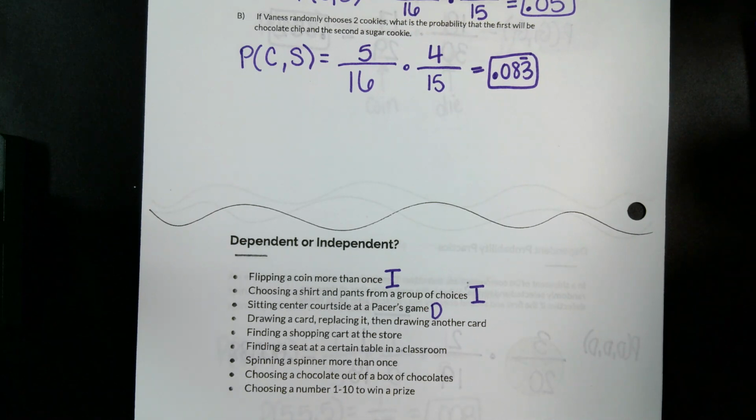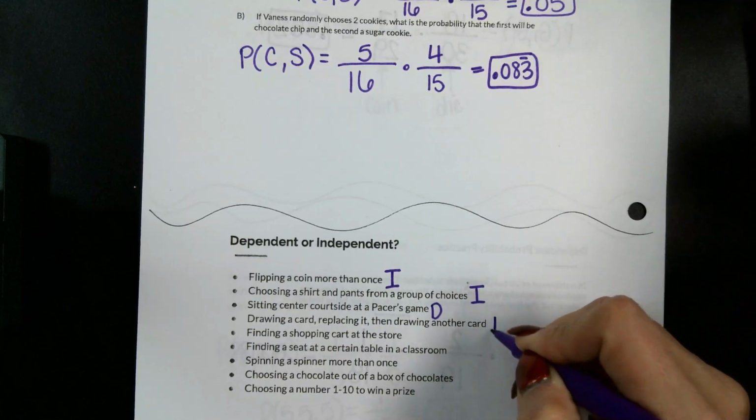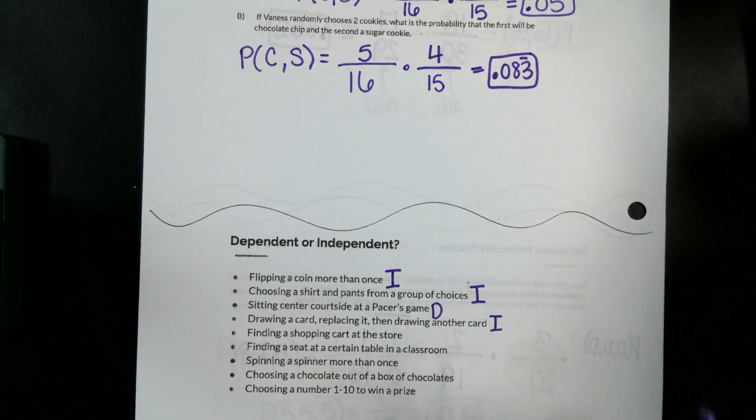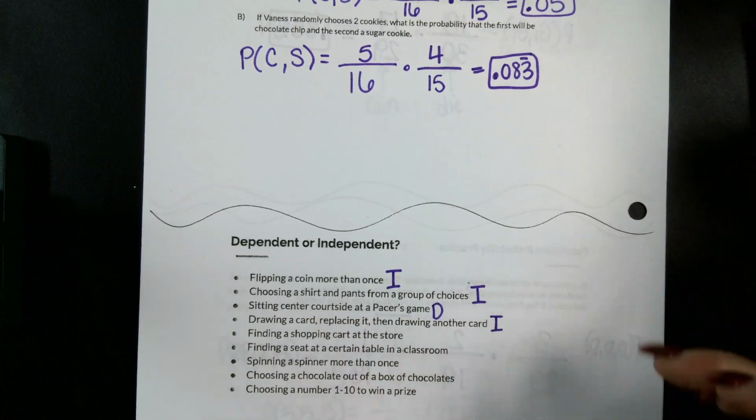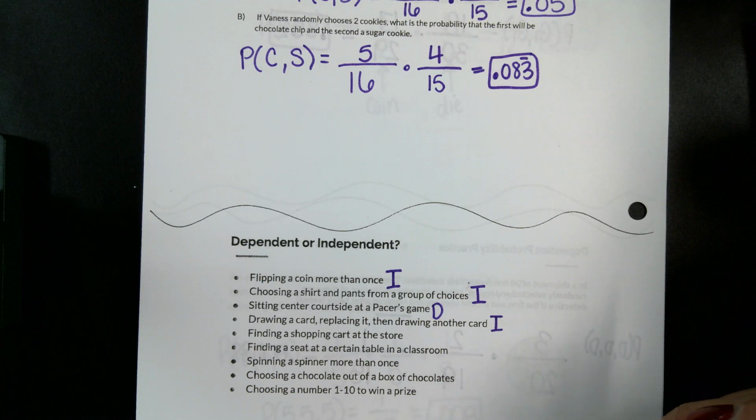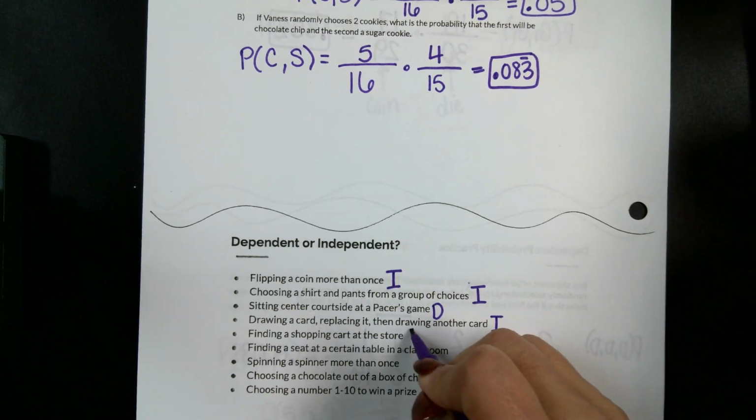All right, next one. Drawing a card, replacing it, so we do put it back in, and then drawing another card. Independent, because we replaced it. If that said without replacing, it would be dependent. Finding a shopping cart at the store. Depends on everybody else, right? Yeah. Good job.